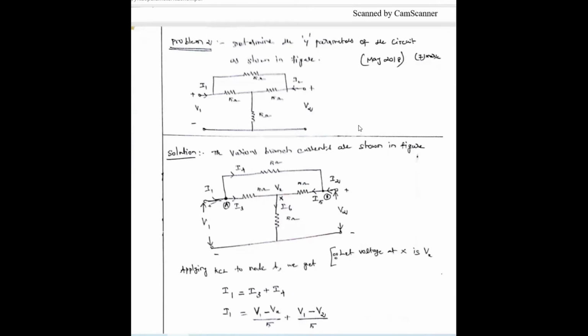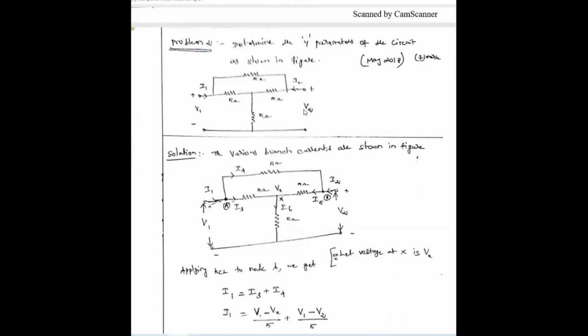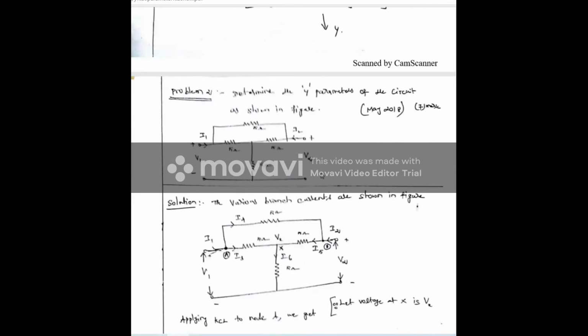This is the next problem, the second problem: determine the Y parameters of the circuit as shown in the figure. This is a May 2018 question, a 7-mark question. We already solved this problem for the Z parameters. So here we are going to derive the Y parameters for this network. Here four 5 ohm resistors are connected in this manner. Similar to the previous problem, we have to solve this problem.